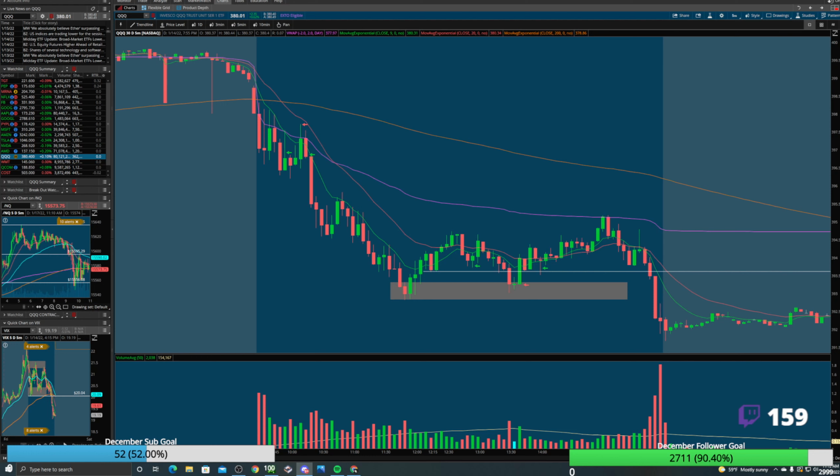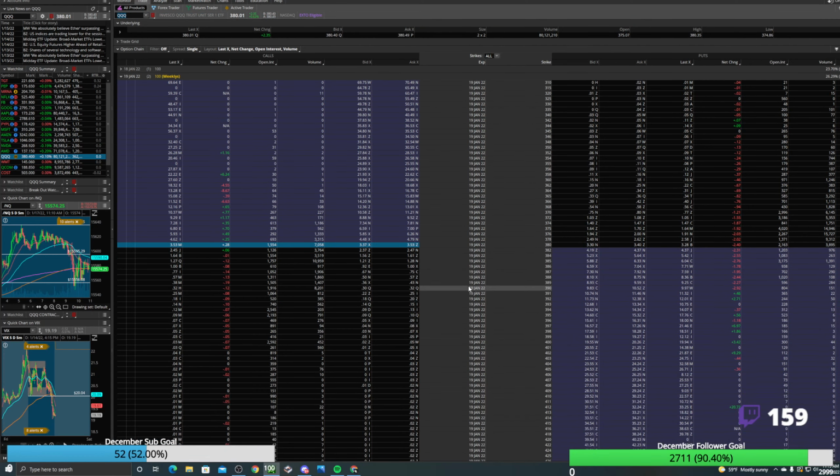Let me catch up on some questions up here. Do you market order a limit when getting into a trade? How do you deal with option spread when you're market ordering? Normally the option spread on QQQ is pretty cheap. I mean, not that bad.